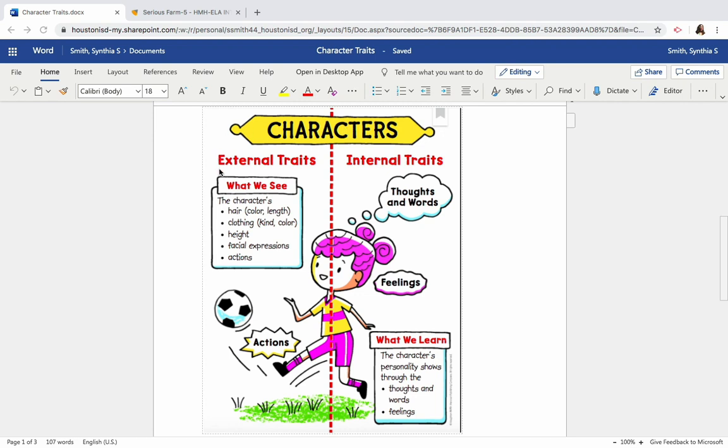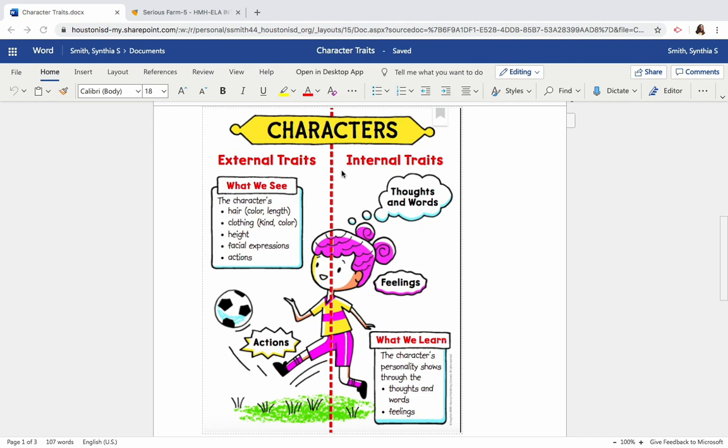Okay. Remember that external character traits means what's on the outside. What can we see with our eyes? Okay. Remember, so we can list things like their hair color, their clothing, their height, things like that. Okay. And then we have internal character traits.